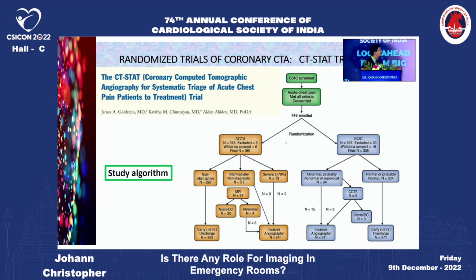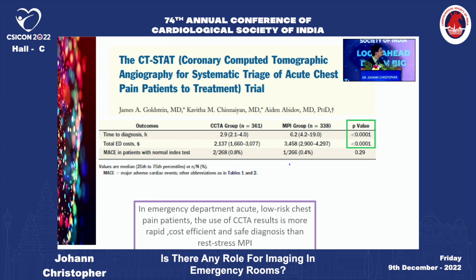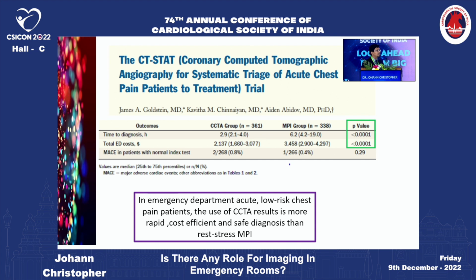And our favorite, of course, is the CT, the CT-STAT trial, and one of our close friends, Dr. Kavita, was one of the major authors of this. They looked at about 6,000 odd patients between the CT group and the standard of care, and of course, the myocardial perfusion was interposed in those who had an intermediate CT. They looked at the time to diagnosis, the cost, and also the MACE. And they really found that in the emergency department, low to intermediate dose CT is an excellent tool.